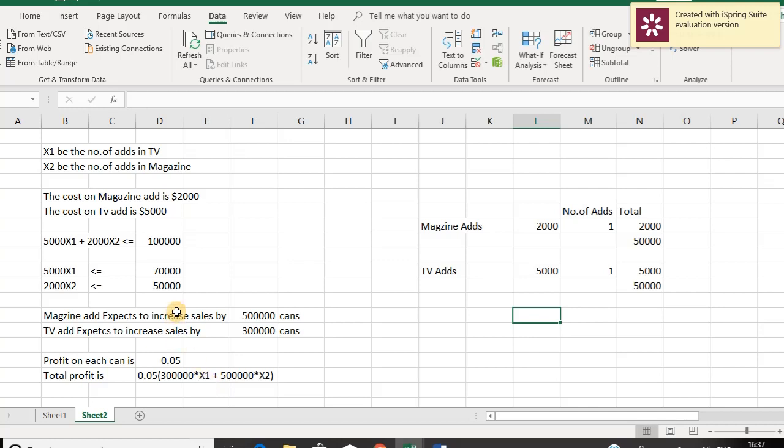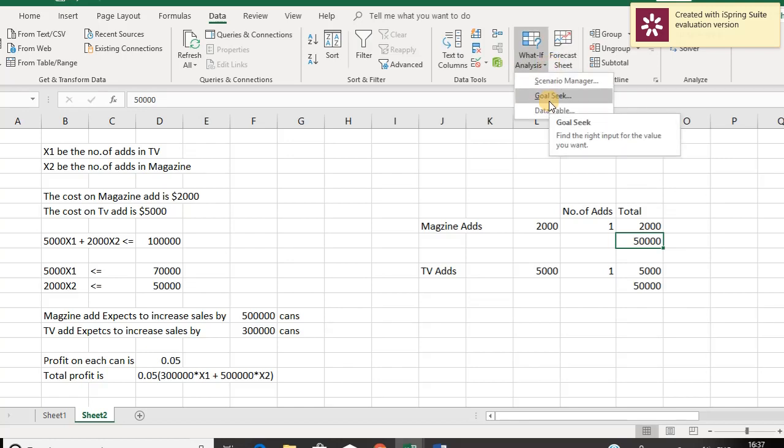So here I decided to spend more on magazine. Why? Because it is more profitable. The maximum amount is $50,000, and each ad costs $2,000. So let's solve the problem in a basic way. For one ad, the total amount is $2,000, and we need to spend a maximum of $50,000. So how many ads can you make with $50,000? It's very simple, but let's try to solve it in Excel.